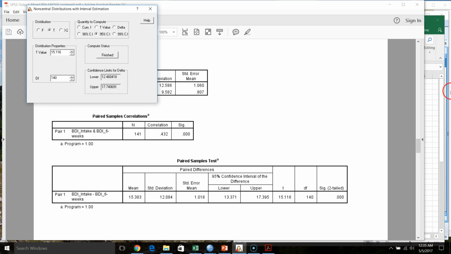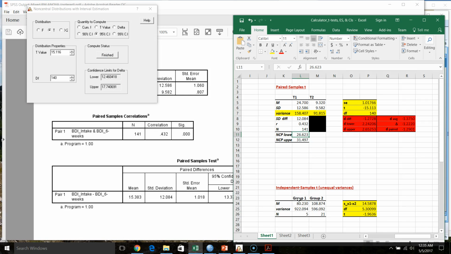Compute. This is going to give us our upper and lower bounds for our effect size, so 12.460 and 17.741, we'll call it. All right, and so what we see is for program 1, we're seeing about 1.3 standard deviation reduction in symptoms from intake to 6 weeks, with a range of plausible values for this effect within the population, expecting anywhere from 1 to 1.5 standard deviation reduction in depression scores over the course of this treatment.